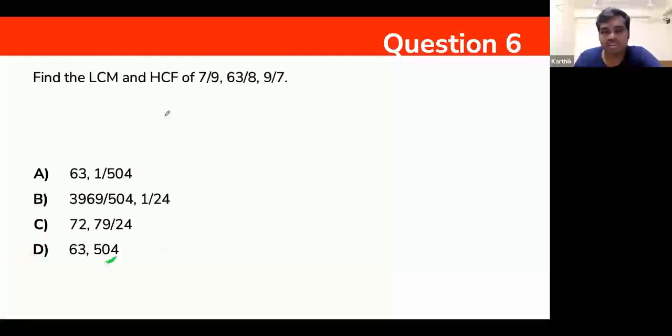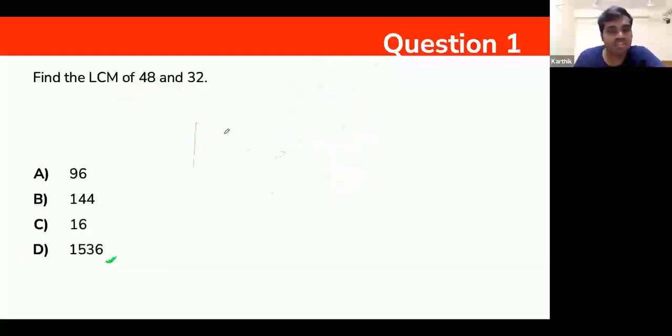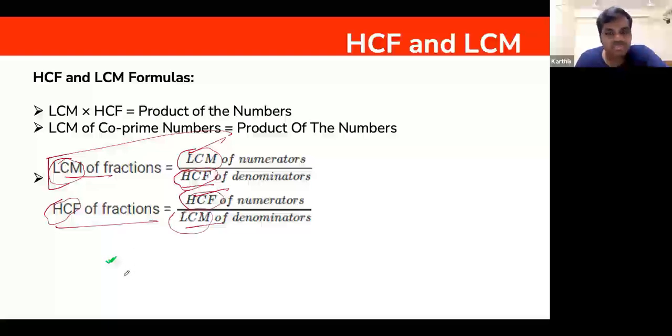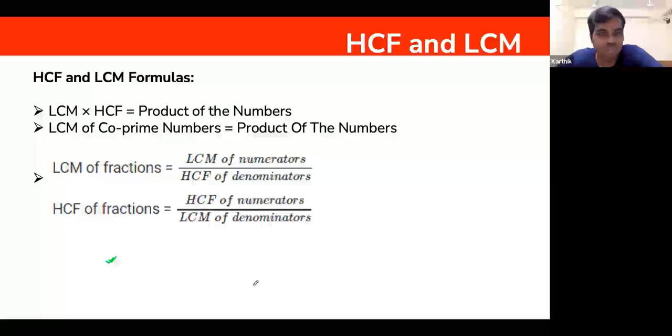Next, this is HCF and LCM of a fraction. Now we'll go to the first slide where we had this formula. Just take down this formula, take the screenshot of it. LCM of fraction is LCM of numerator by HCF of denominator. HCF of fraction is HCF of numerator by LCM of denominator. Simple. If they are asking you LCM, LCM should be in the numerator, HCF in the denominator. If they are asking you HCF, HCF should be in the numerator and LCM in the denominator. That's it. Clear?